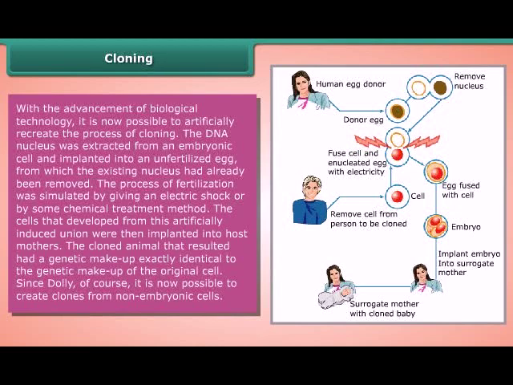The DNA nucleus was extracted from an embryonic cell and implanted into an unfertilized egg from which the existing nucleus had already been removed. The process of fertilization was stimulated by giving an electric shock or by some chemical treatment method. The cells that developed from this artificially induced union were then implanted into host mothers. The cloned animal that resulted had a genetic makeup exactly identical to the genetic makeup of the original cell. Since Dolly, of course, it is now possible to create clones from non-embryonic cells.